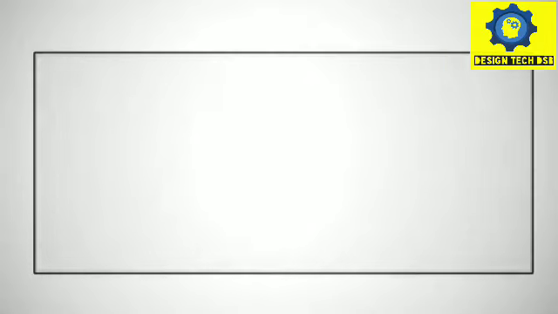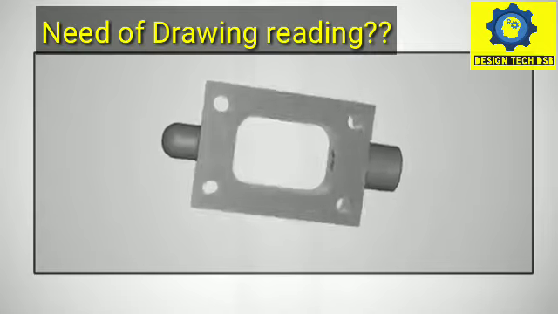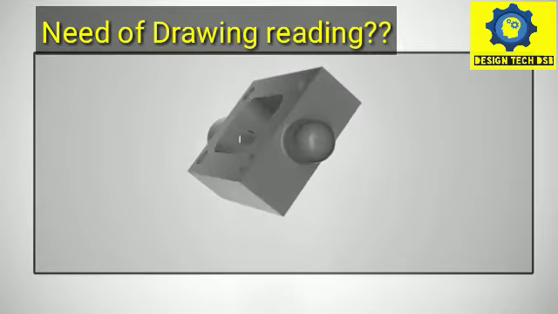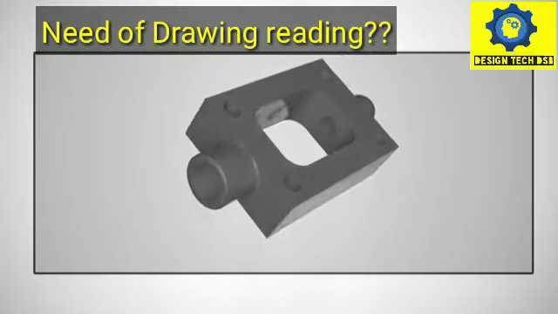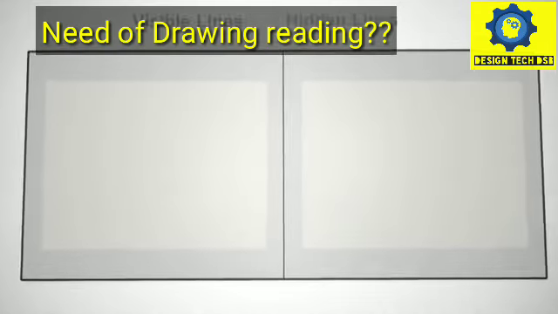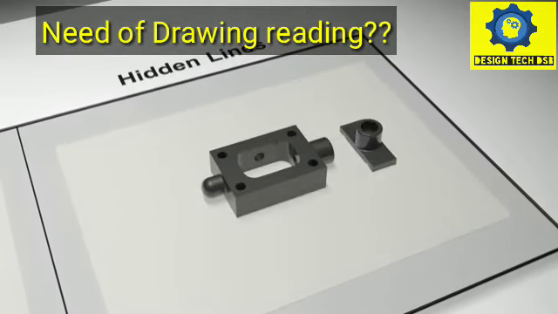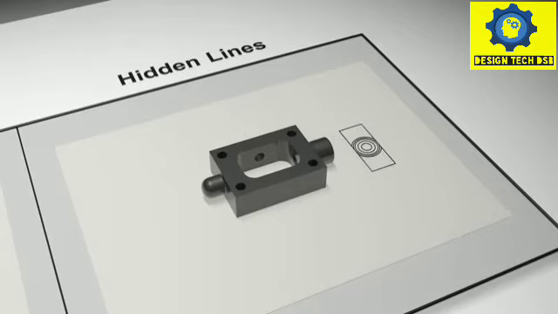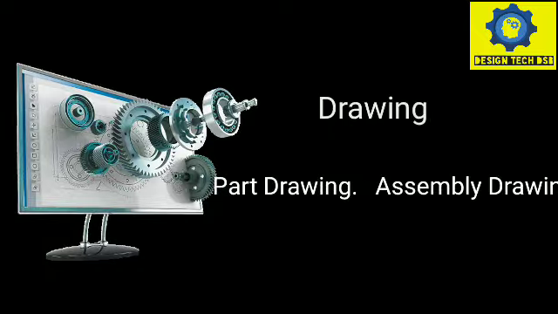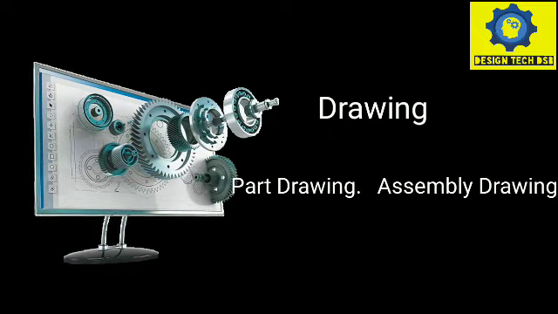First, we will understand what the need for drawing reading is. Drawing reading is one of the greatest and also fundamental skills that every mechanical engineer should know. Those who want to become a design engineer should be very good at drawing reading and analyzing the data. Basically, there are two kinds of drawing. Those are part drawing and assembly drawing.